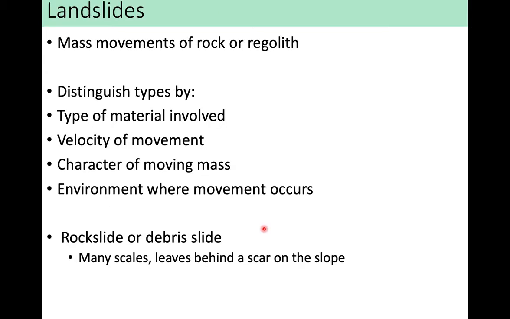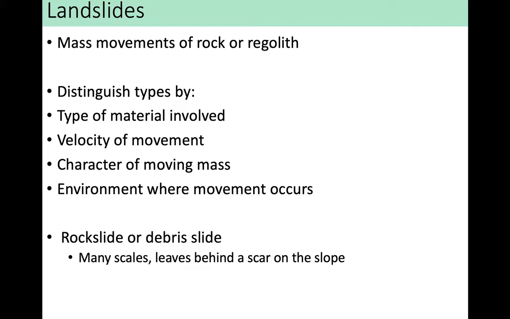So to start, let's go over a couple of different types. So landslide is any sort of mass movement of rock or regolith. So any sort of downslope movement would be a landslide. The different types, if you can't determine specifically what type, you would just call it a landslide. But you can also be more specific by thinking about the type of material. So is it large boulders or is it mud? Things like that. The velocity, so how fast does something like this happen?